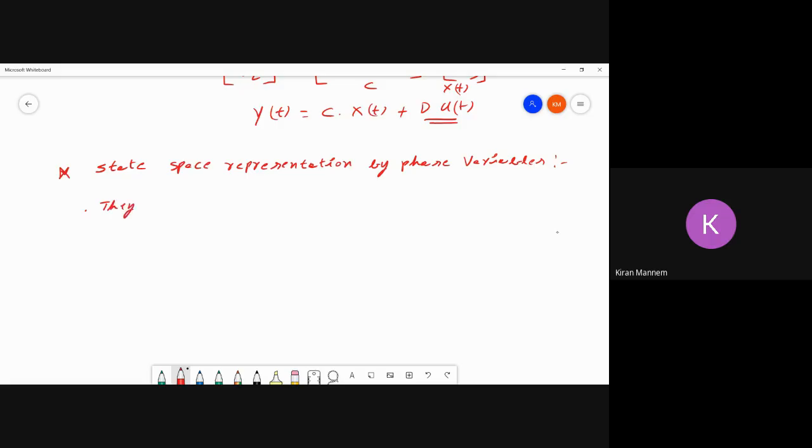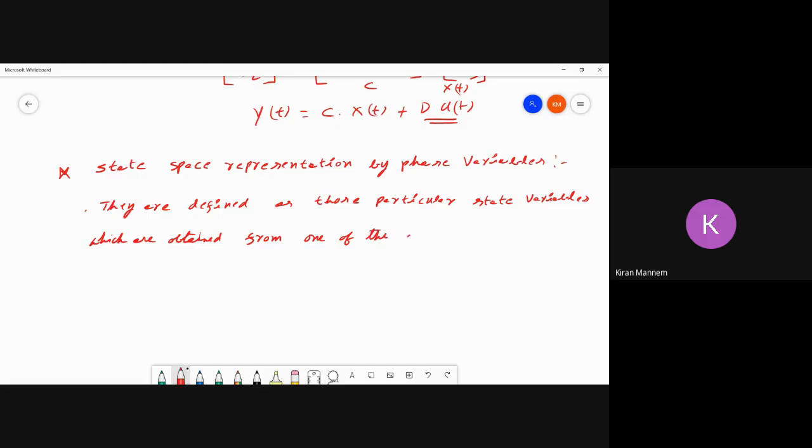Phase variables are defined as those particular state variables which are obtained from one of the system variables and its derivative.